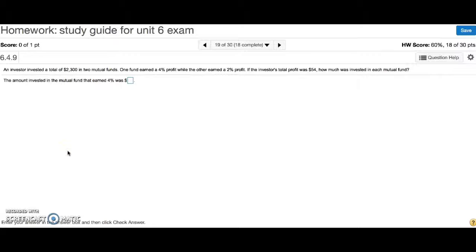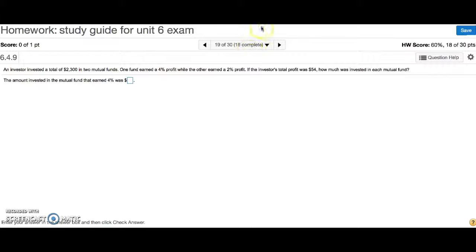Okay, an investor invested a total of $2,300 in two mutual funds. One fund earned a 4% profit while the other earned a 2% profit. If the investor's total profit was $54, how much was invested in each mutual fund?